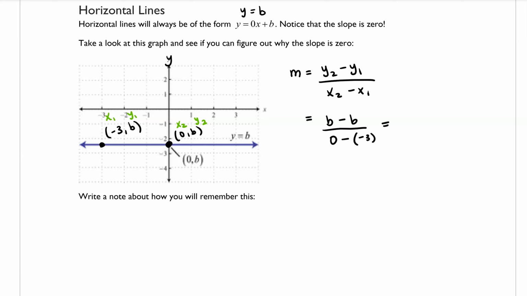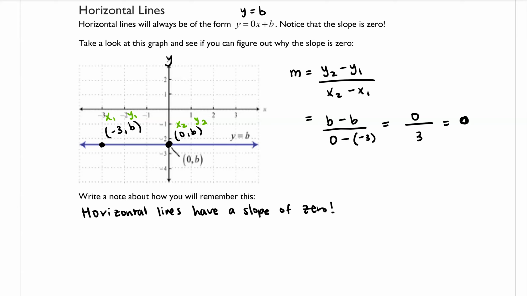So if we simplify that, in the numerator we have b minus b, which is 0, and in the denominator we have 0 minus -3, which becomes +3, and 0 divided by 3 is just 0. So here that kind of helps illustrate why horizontal lines have a slope of 0. So you can write this little note to yourself and you can write it however you want, but horizontal lines have a slope of 0.